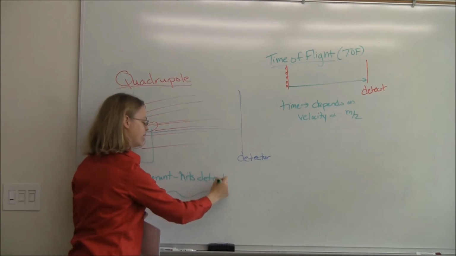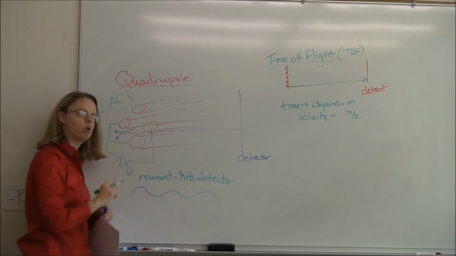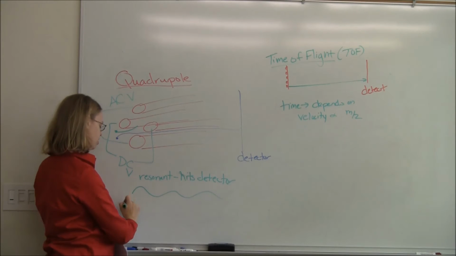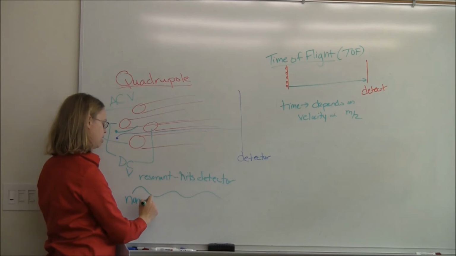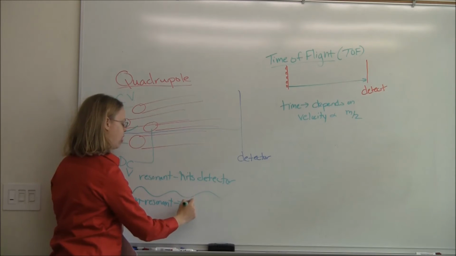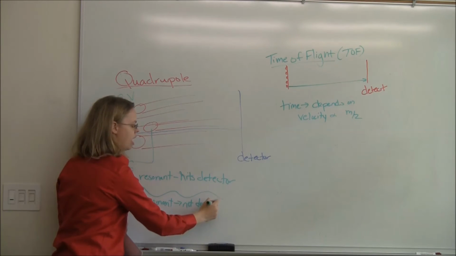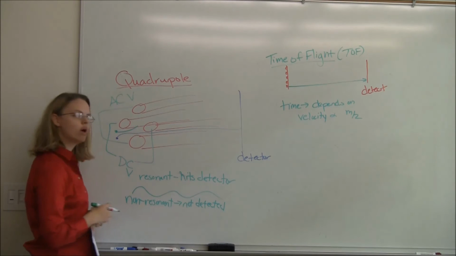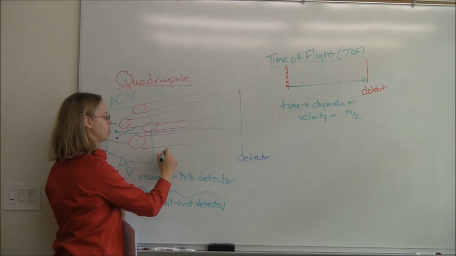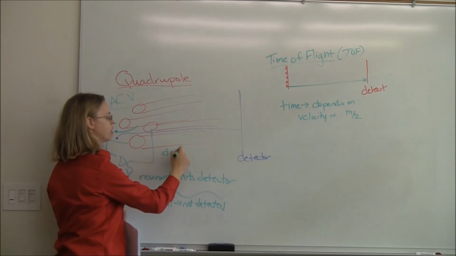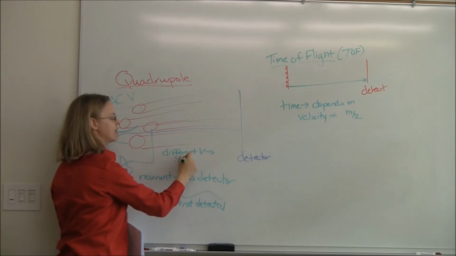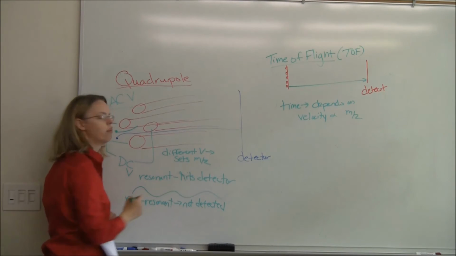And if it doesn't make it through, if it hits one of the poles, again, if you hit a pole, you're out because your charge gets neutralized. And so the non-resonant ions are not detected. And so you can set which mass to charge ratio is resonant by basically applying different voltages. And that's what sets which mass to charge ratio will get through.